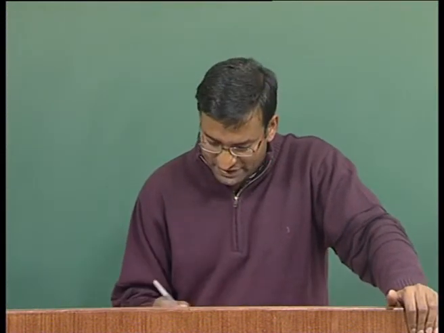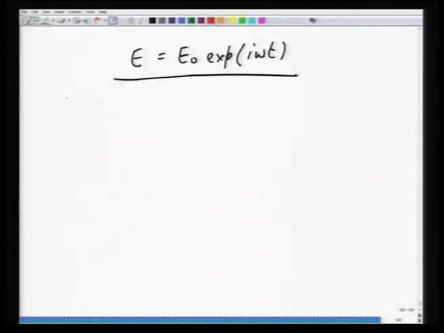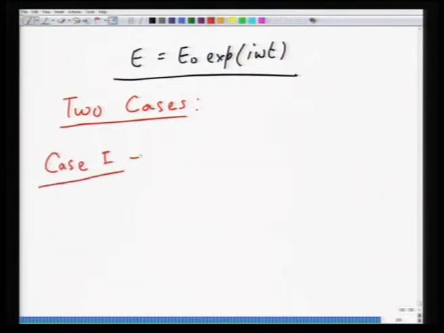So, we consider here two cases. Case 1 is when the field is DC, or a static field. What happens in such a situation? Omega is equal to 0.